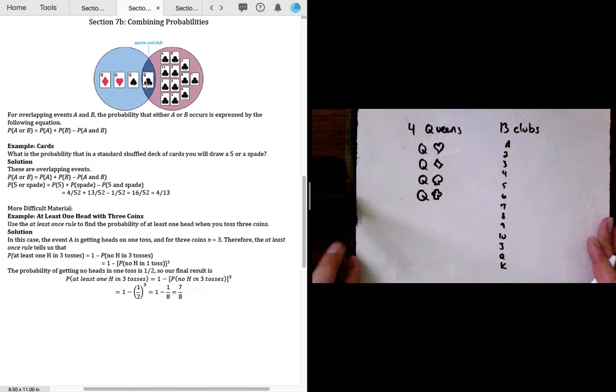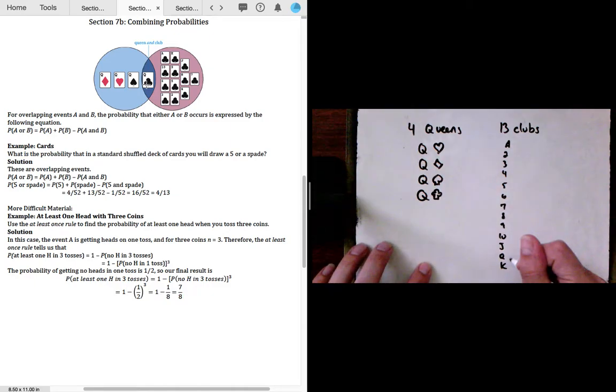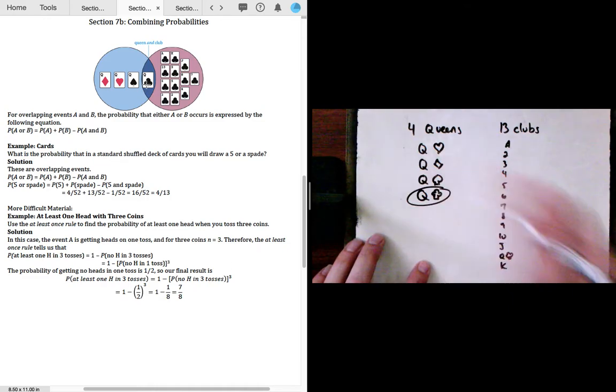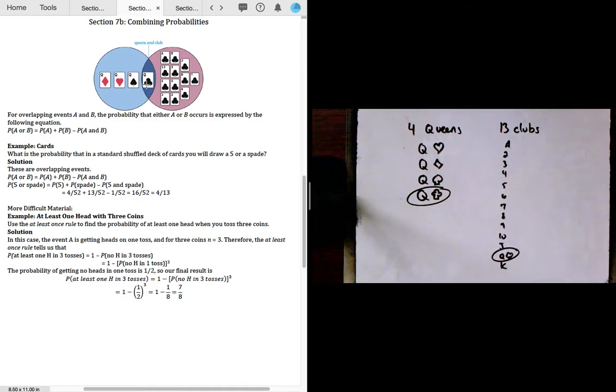All of clubs. And you can see that there is one of them. I didn't draw a club next to all these, just assume that they all have little clubs next to them. But we can see, just like that picture, that there's one of them that we would double count. And so this is what helps us build the formula for overlapping.